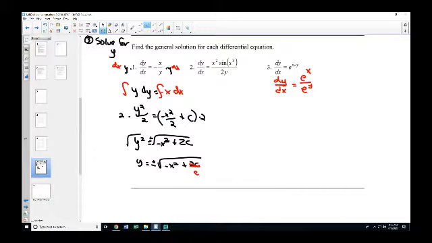Kylie, what's your separated variables look like? e to the y dy equals e to the x dx. Yeah. Okay, the next step. What'd you get? Very good. It's the easiest one we can give you. e to the y equals. Yep. And solve for y.